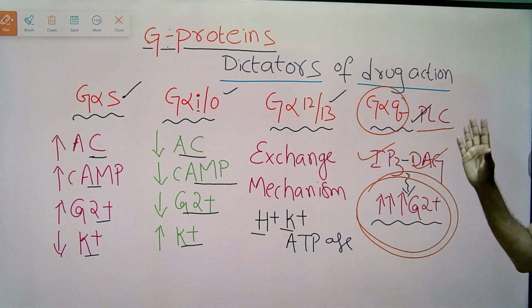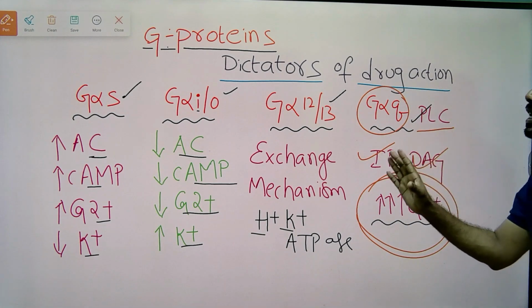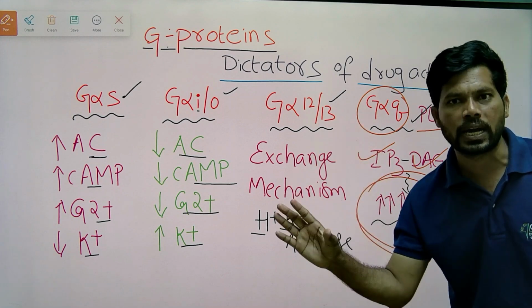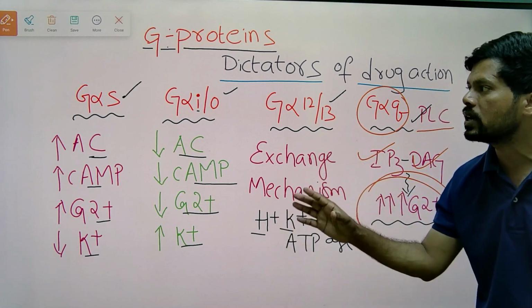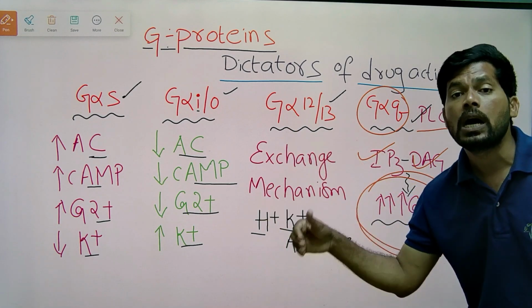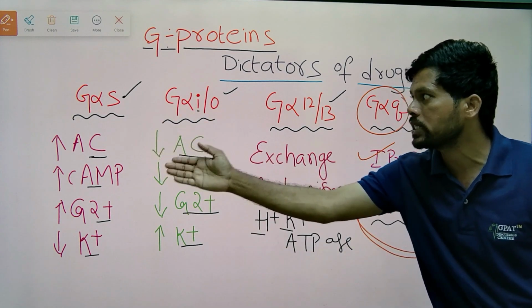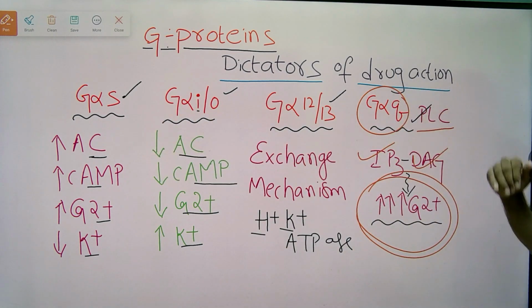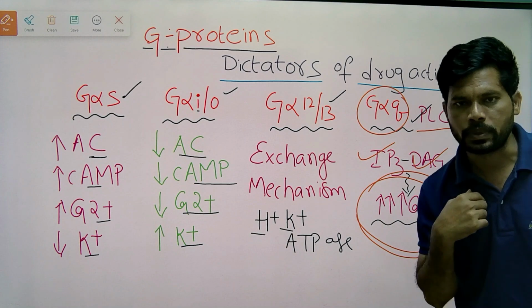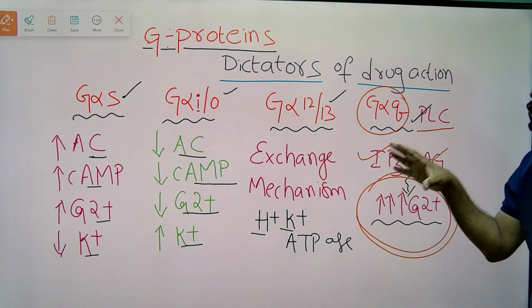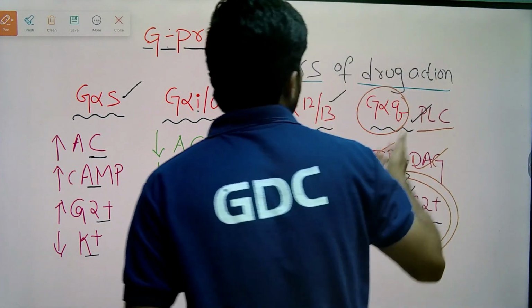So these 4 active G proteins are the dictators of drug action. Many drugs bind to these receptors and show action, especially agonists and antagonists, and most agonists bind to these receptors. These 4 active G proteins are the dictators of drug action.